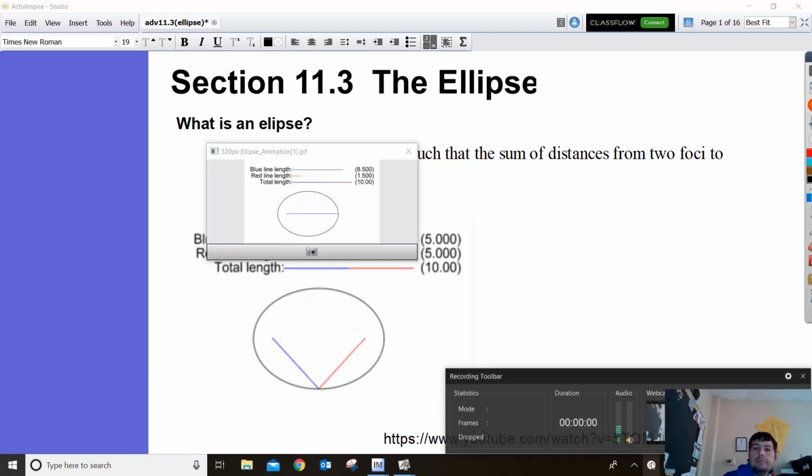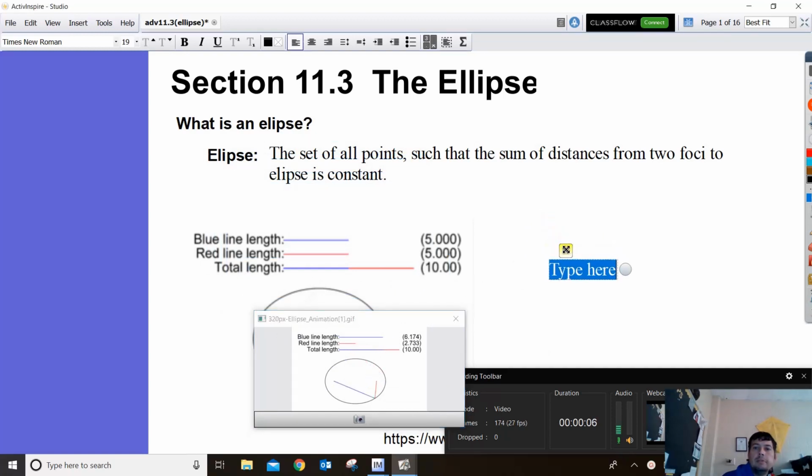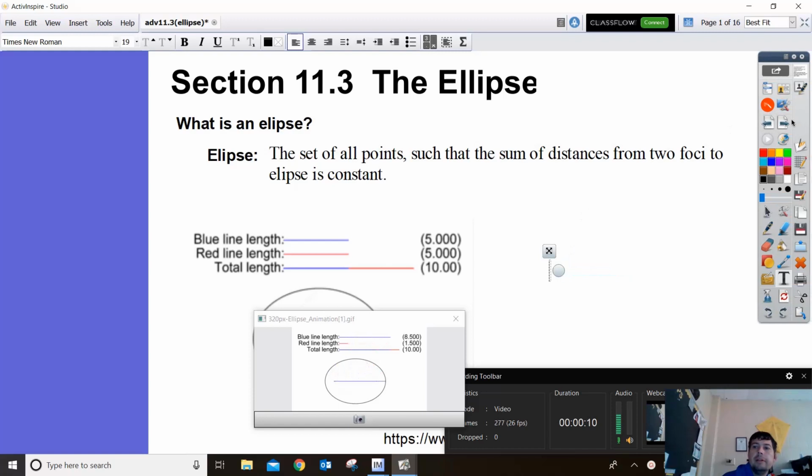Audio is working. Is the audio working? Good. So if you're at home, hit pause, write down that definition. I'm not explaining it again.